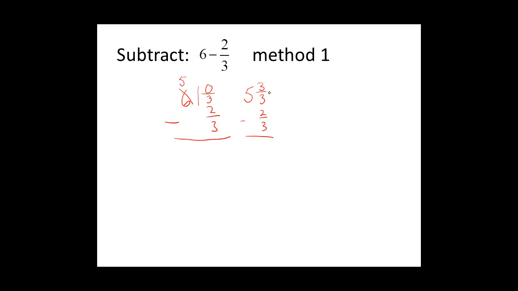So now we will subtract 3 minus 2 is equal to 1. And we keep the same denominator. And 5 minus 0 is equal to 5. So 6 minus 2/3 is equal to 5 and 1/3.